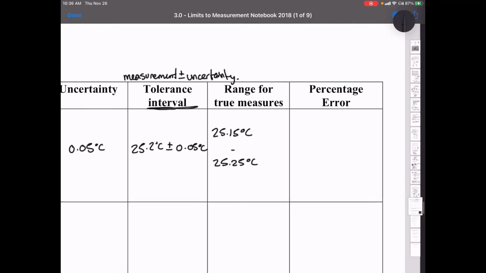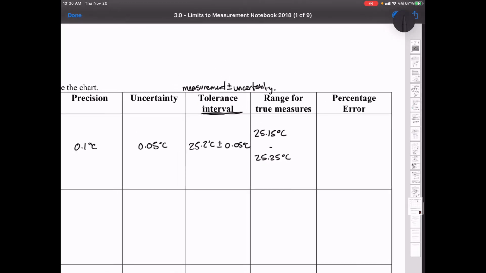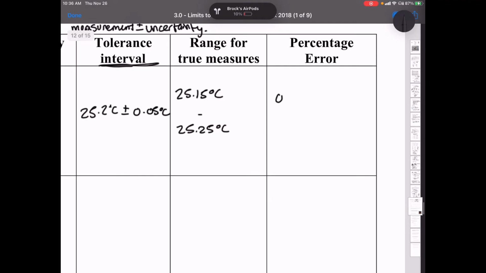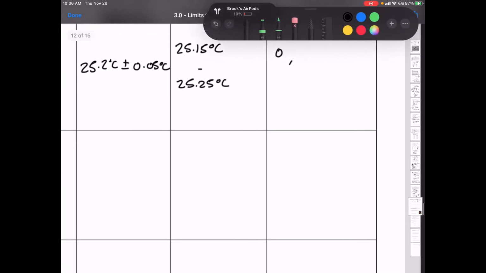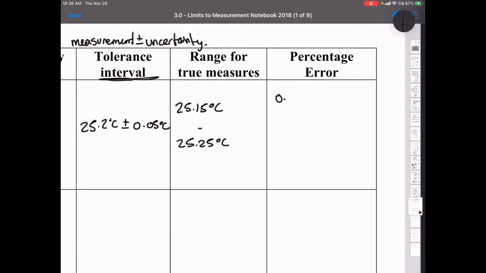Lastly, we can figure out what our percentage error is by taking our uncertainty and dividing it by our measurement. Our uncertainty is 0.05 degrees Celsius, and our measurement was 25.2 degrees Celsius, which would give us a percentage error of 1.98%.